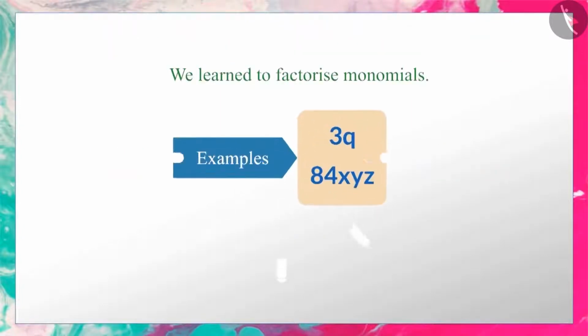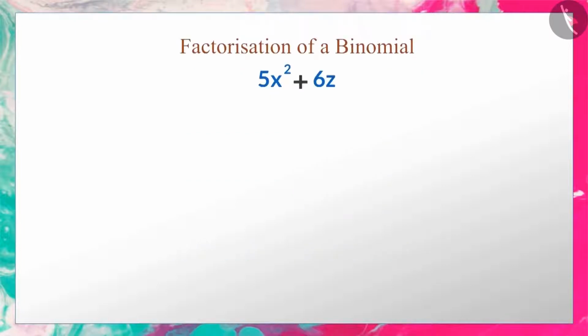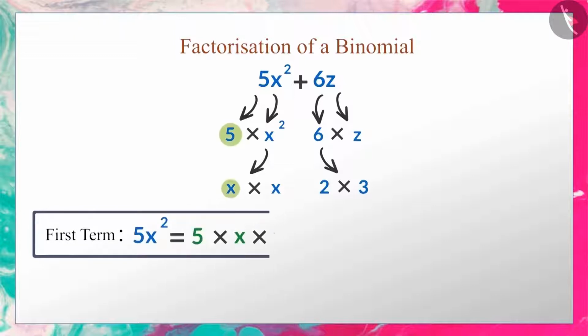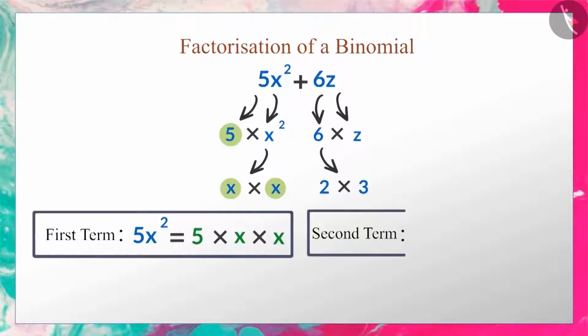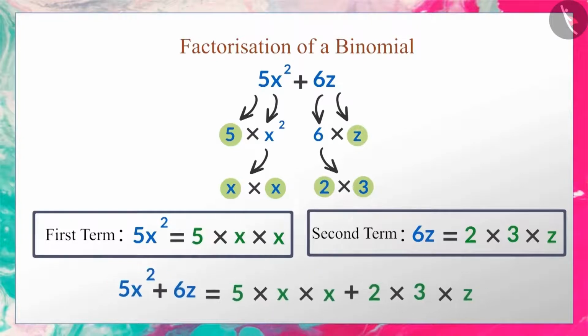So far, we learned to factorize monomials. Is it possible to factorize binomials? Consider this binomial 5x squared plus 6z. Here, we can write the first term 5x squared as the product of 5x and x, and the second term 6z can be written as the product of 2, 3 and z. Isn't it easy?